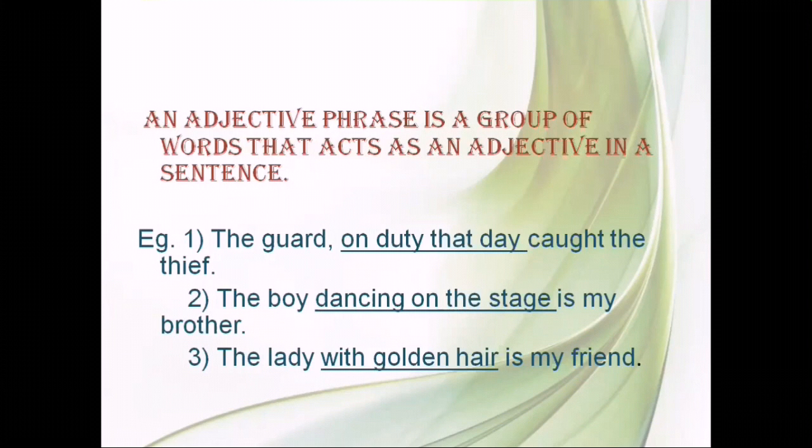The boy dancing on the stage is my brother. Dancing on the stage is describing the boy. That is why it is an adjective phrase. The lady with golden hair is my friend. With golden hair is an adjective phrase.